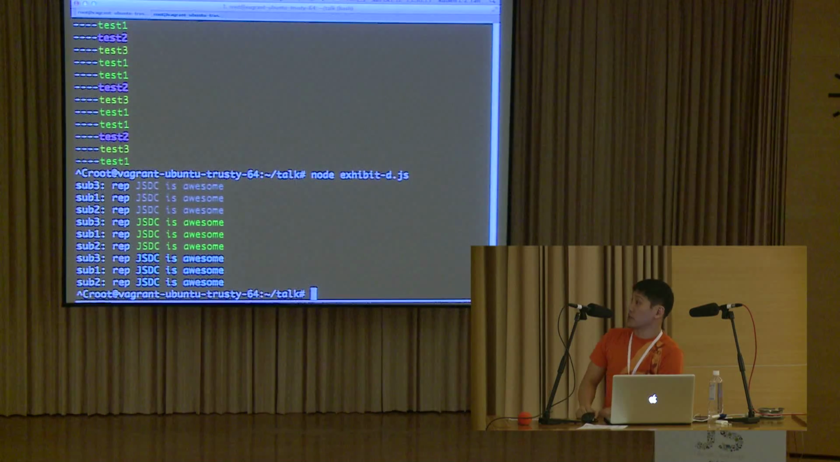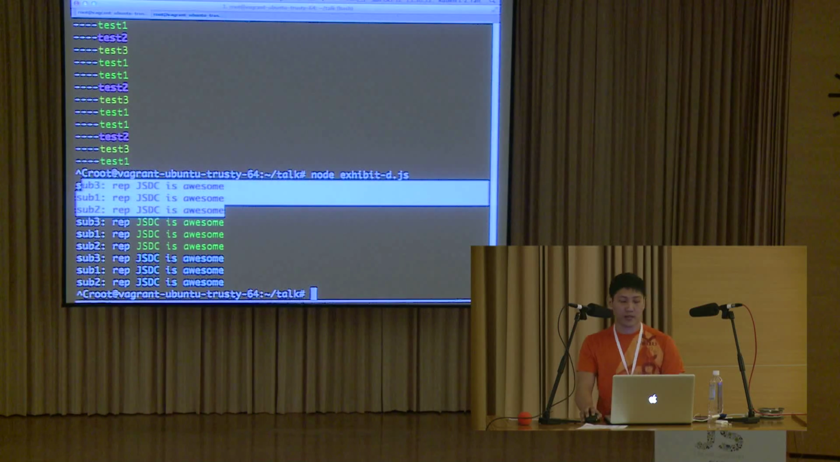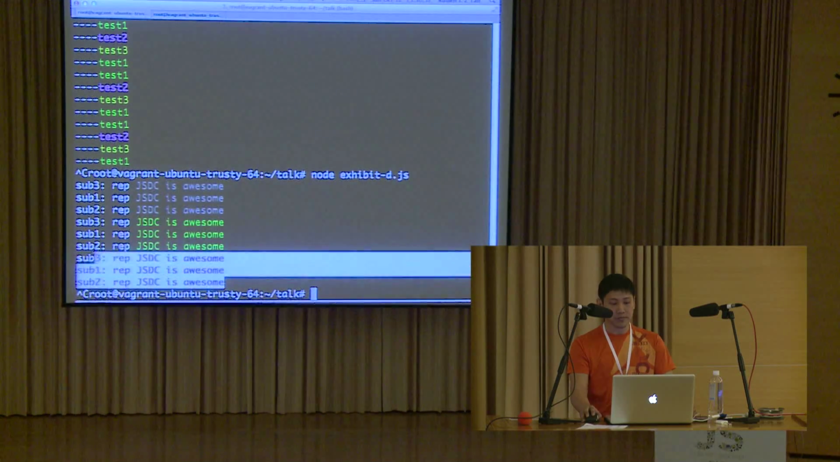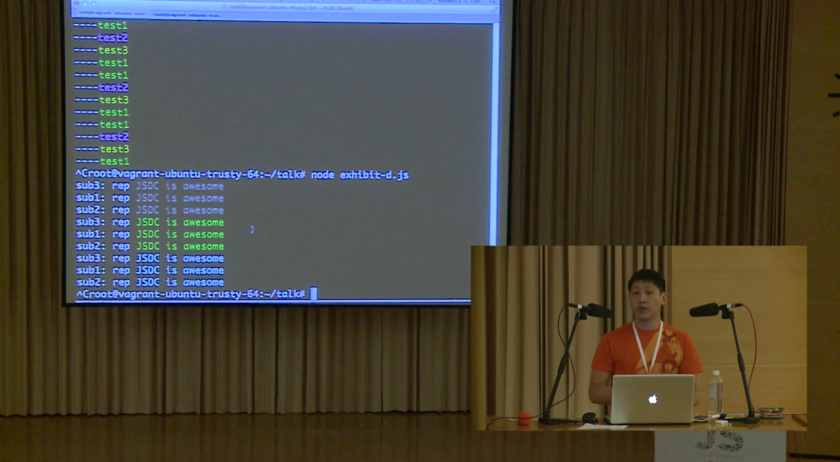Alright, so this is a very simple example of fan out. There are 3 consumers, sub 1, sub 2, and sub 3. And the color changes on every broadcast. So as you can see, on every broadcast, all the subscribers get the messages. See this? Alright.